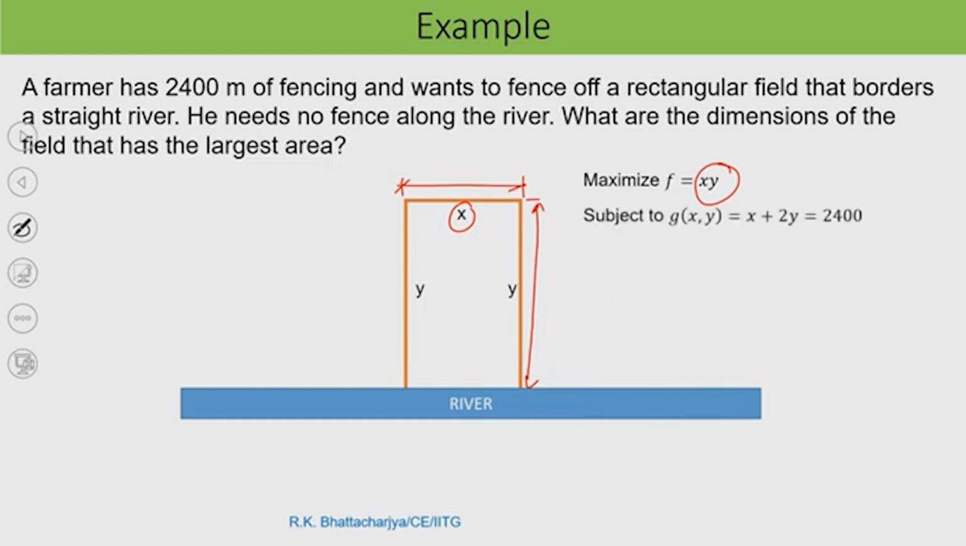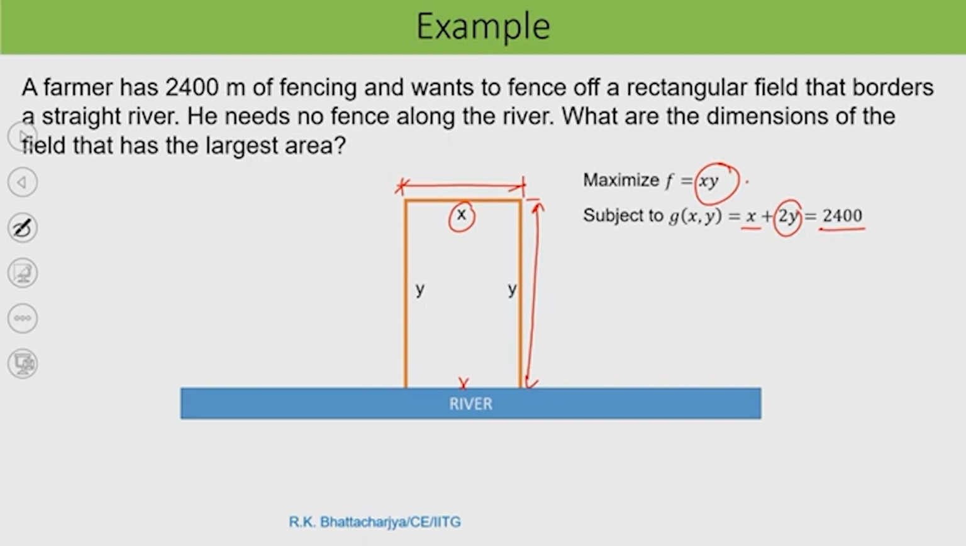What is the constraint here? The constraint is that x plus twice y, that means the perimeter. On the river side there is no fencing, and on the other three sides we have fencing. So, x plus twice y should be equal to 2400. So, this is an optimization model. Here we have the objective function, that is, maximize the area. So, maximize f equal to x into y, subject to a constraint, and the constraint is that the total material availability is 2400.